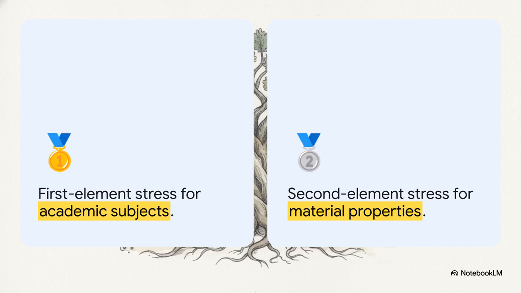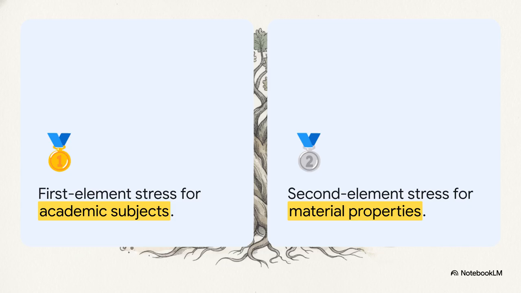Take first element stress. We see this in academic subjects like history book or established compounds like greenhouse, meaning a glass building for growing plants. But second element stress? That's used when the first element is a material, a location, or a time. Think apple tart, Museum Avenue, or April showers.